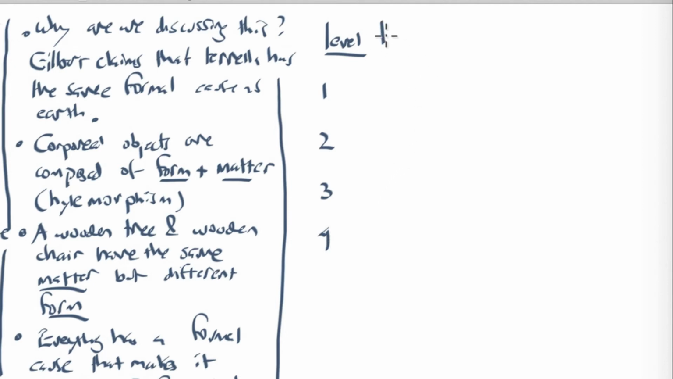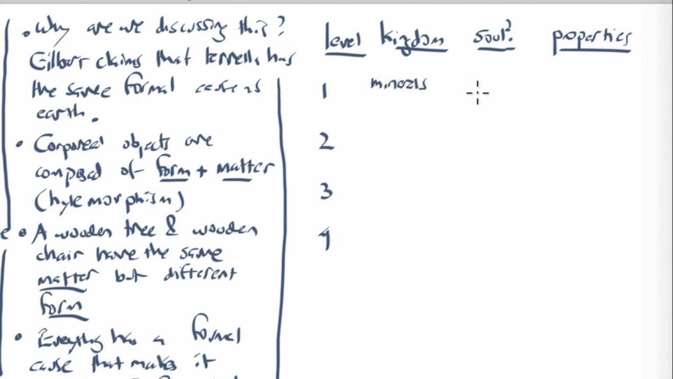And I'm going to write level, the kingdom, I'll write soul right here with a question mark. This will be apparent where I'm going with this in a moment. And the properties or the potentials of this kingdom. Okay, so level 1 would be things like minerals or rocks. Okay, does it have a soul? Well, no, it's inanimate. It's an inanimate object. Okay, rocks, minerals, things like that.